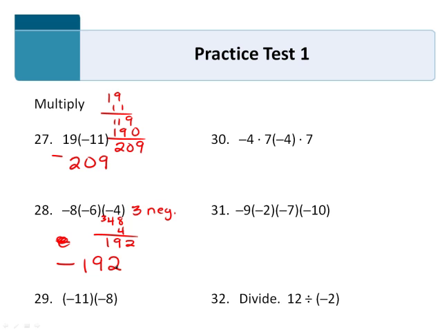Okay, so what you should be doing on these is let the calculator multiply the numbers for you, but don't try and do the signs on your calculator. Know the sign rules in your head and just do 48 times 4 on the calculator or 19 times 11.